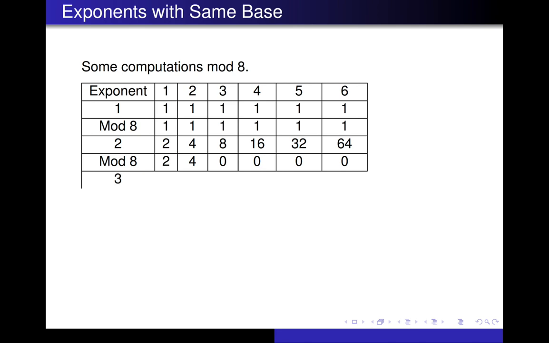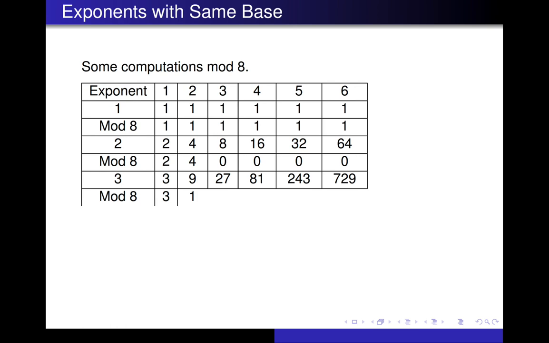If you look at 3, 3 is a little bit interesting. It's a little bit different than the other ones. 3 to the 1 is equal to 3. 3 to the 2 is 9, then 27, 81, 243, 729. When you take those mod 8, 3 to the 1 is just 3. 3 to the 2 is 9, which is actually 1 mod 8. 27 is 3 away from 24, so that gives you a remainder of 3. 81 is back to 1, actually, mod 8, right? Because 80 is 0 mod 8. And then it just keeps going back and forth between 3 and 1.